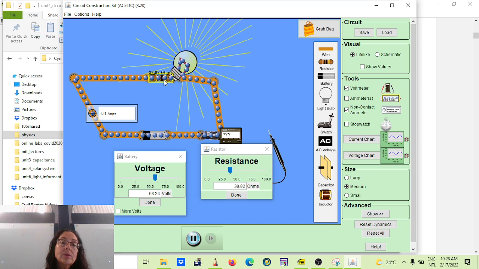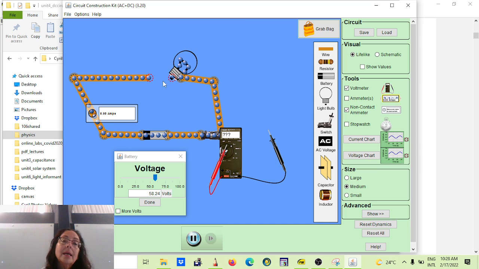The other thing you have to understand is that any load, so it depends on the load, but a load like this has its own resistance. So it's like it put a resistance inside the circuit, right? So any load will have a resistance. Most of the load will have a resistance. So by putting a load, you decrease the current.